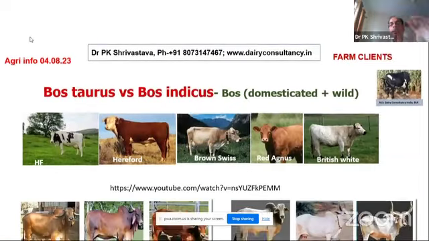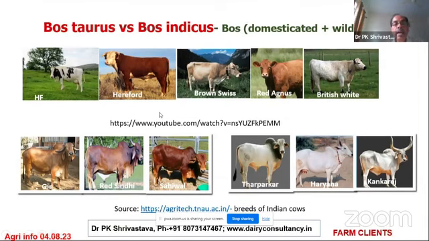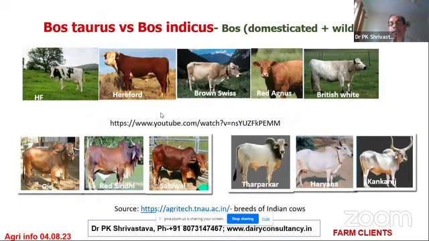What is the difference? What happened when the mutation occurred? Then what did it change phenotypically on the outside? From outside, we can see that this cow will be A1 and this cow will be A2. I have tried to show this with photographs. See the HF cow, the Hereford, the Brown Swiss, the Red Angus, the British White: none has the hump. And see the Indian cows, Gir, Red Sindhi, Sahiwal, Tharparkar, Haryana, Kankrej: all have got the hump.